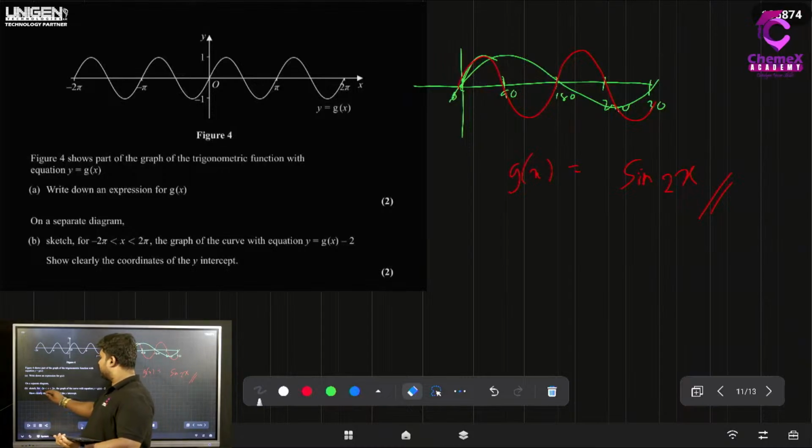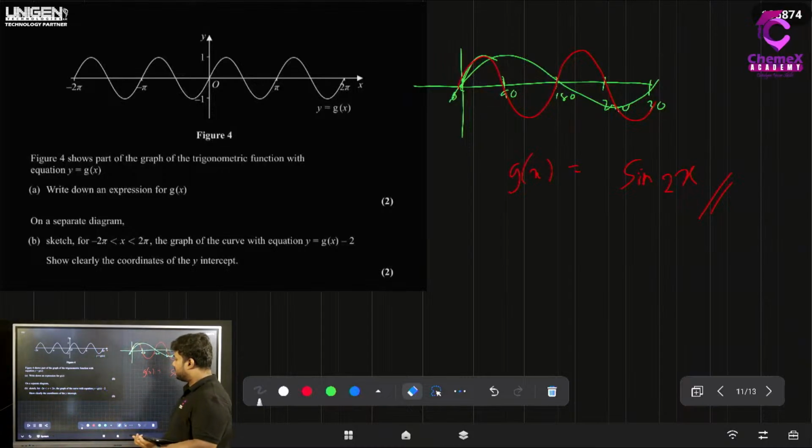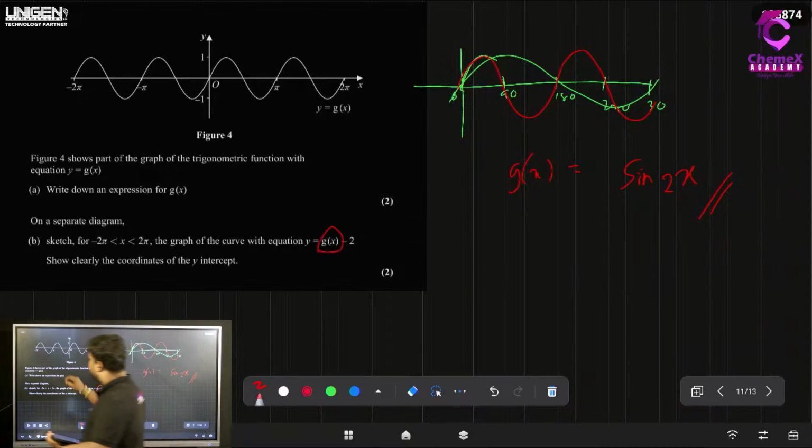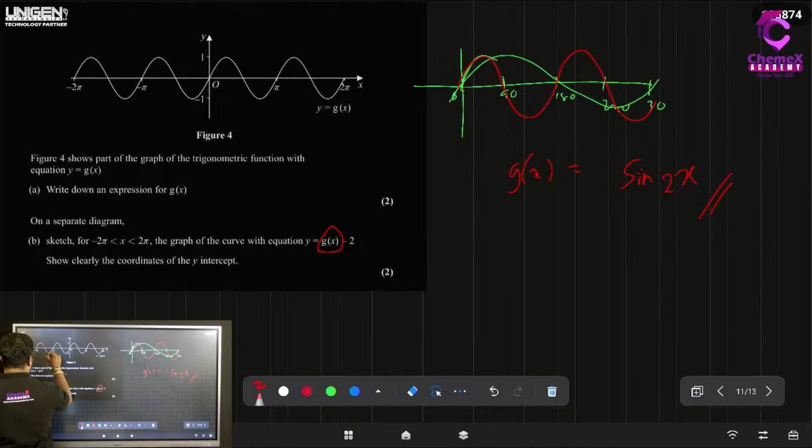Alright, next sketch again. g(x) minus 2, but it's outside. So you draw the g(x) as it is. Let me draw.